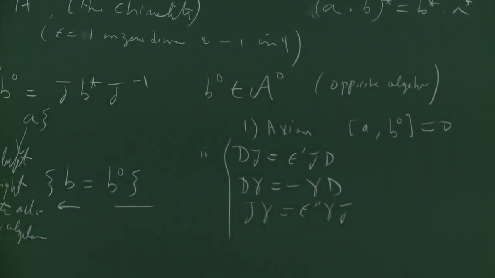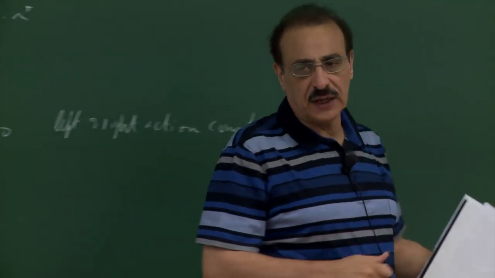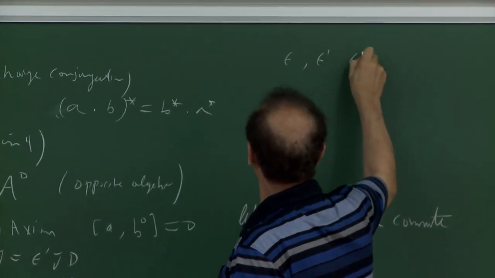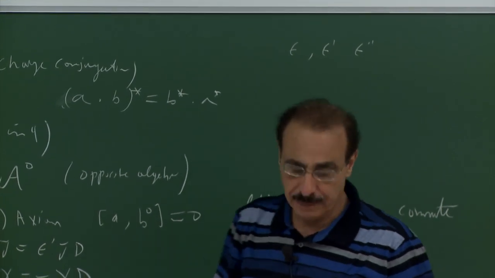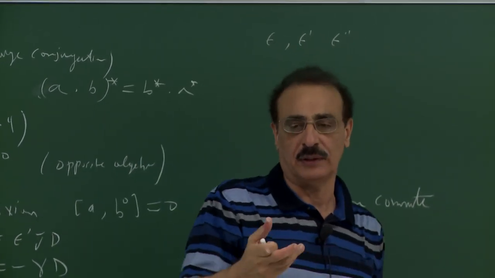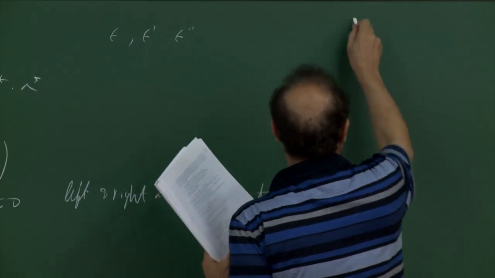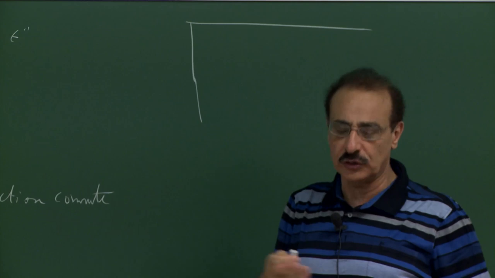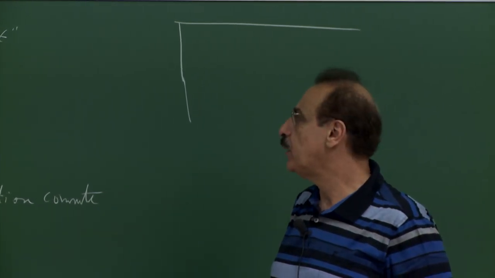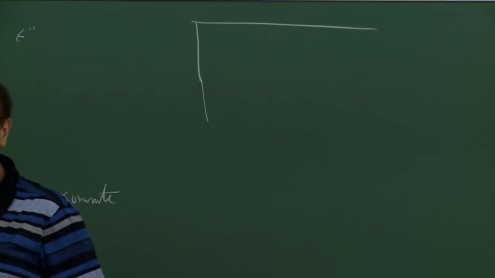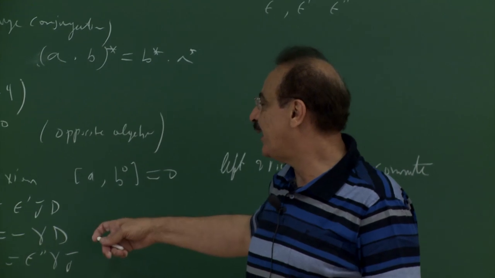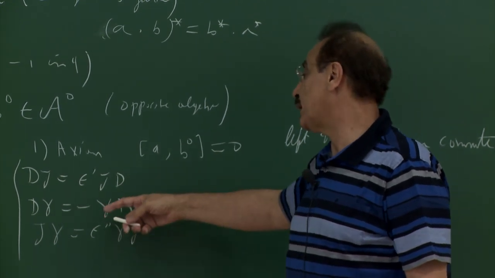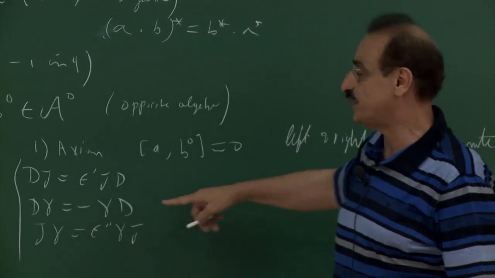Now notice that I have introduced three signs, and depending on the signs of epsilon, epsilon prime, epsilon double prime, you can classify them in a table. For each, you can give a label. The label is done in such a way that it coincides with the classification of what we call Majorana and Weyl spinors, when we are talking about Clifford algebras and charge conjugation matrices. It's exactly the same classification.